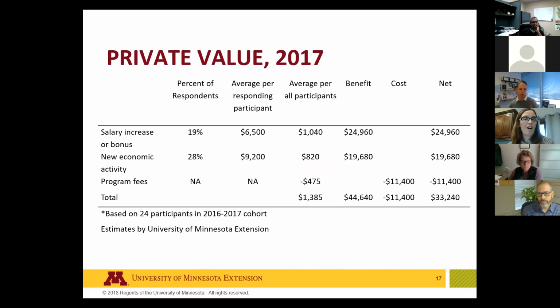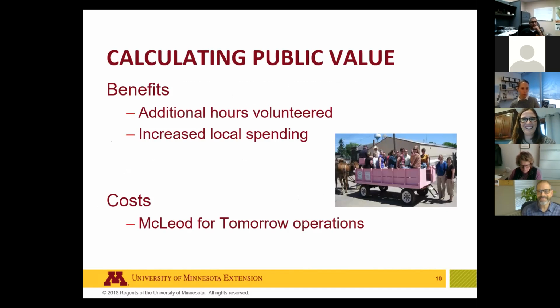So the average across all participants then was about $1,000. So extrapolating that out, we came out with a benefit in terms of salary of about $25,000 for the program for that year. We did something similar with the economic activity, and then we had that program fee, which we viewed as a cost. So you can see in total, the private value for 2017 in this program was around $33,240. Oh, and there's a circle to point that out for you.